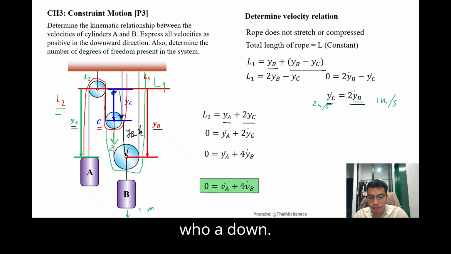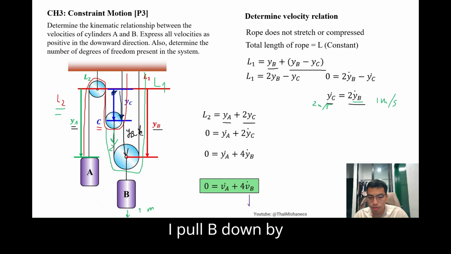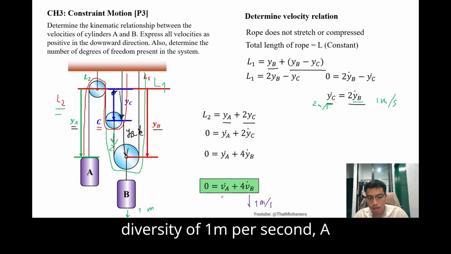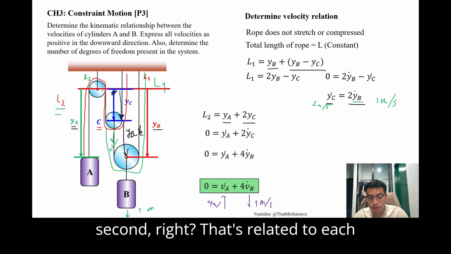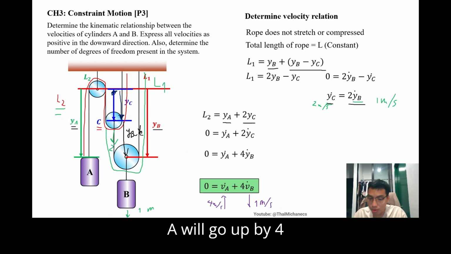Meaning that if I pull B down by a velocity of 1 meter per second, A will go up by 4 meters per second, right? It's related to each other, meaning that if B goes down, A will go up by 4 times.